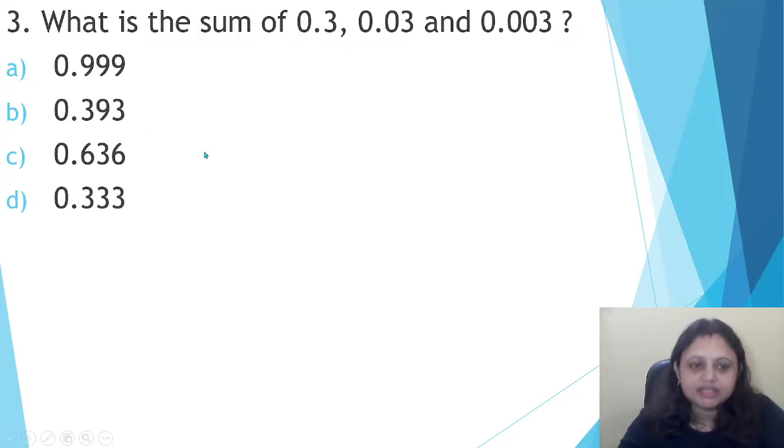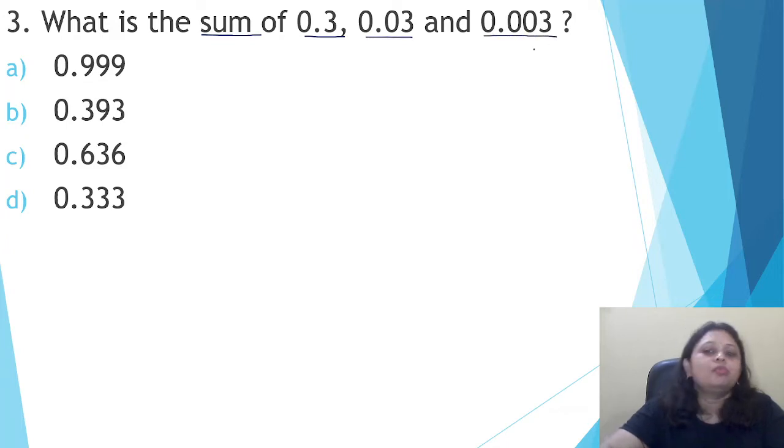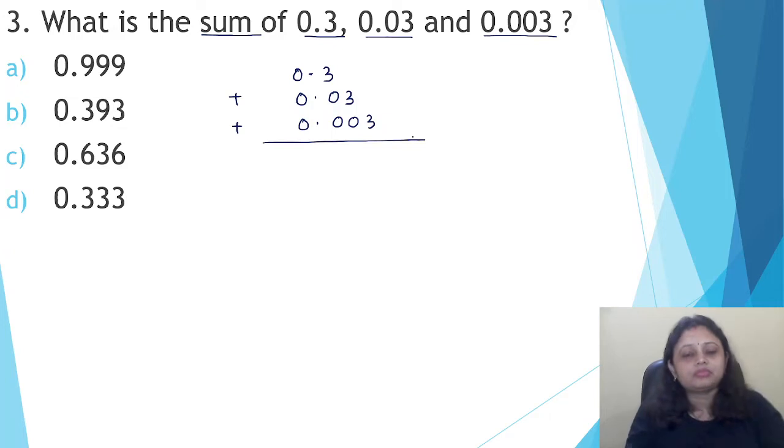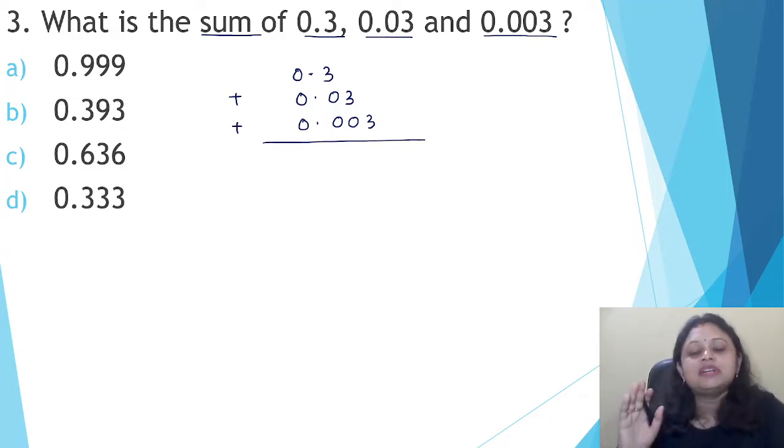Coming to the next question, what is the sum of 0.3, 0.03 and 0.003? Option A 0.999, B 0.393, C 0.636, D 0.333. So in the question it is asked what is the sum of 0.3, 0.03 and 0.003. So let us write here. Okay, 0.3 plus 0.03 plus 0.003. Listen, before doing addition or subtraction, first make sure that you convert it into like decimals.